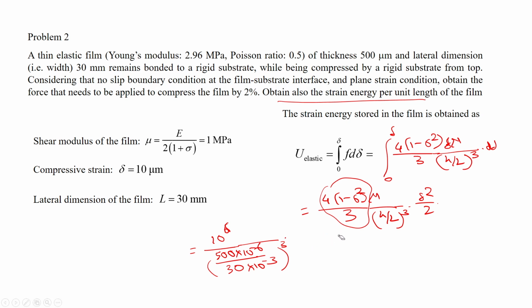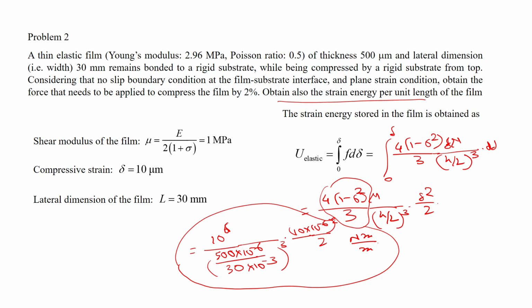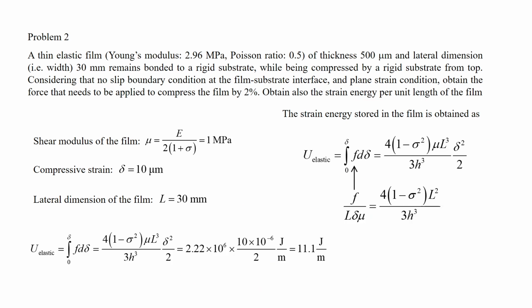So, delta square by 2, where delta we have found out to be 10 micron. So, 10 into 10 to the power minus 6 whole square by 2, this many Newton meter per meter. Because Newton meter is the joule and this is per unit width, the unit here is Newton meter per meter. Please be careful about that. So, you can now work out using your calculator and it will come out to be about this quantity.